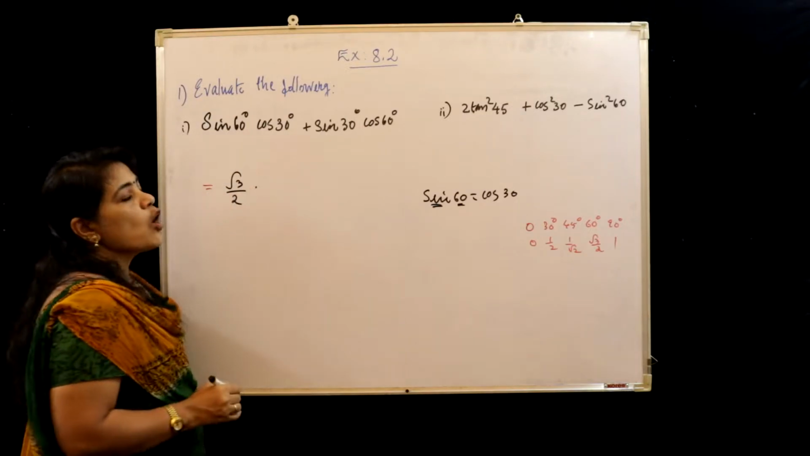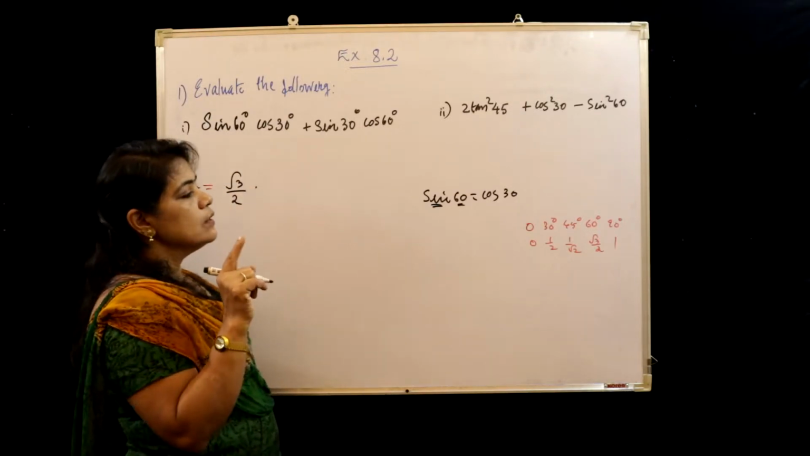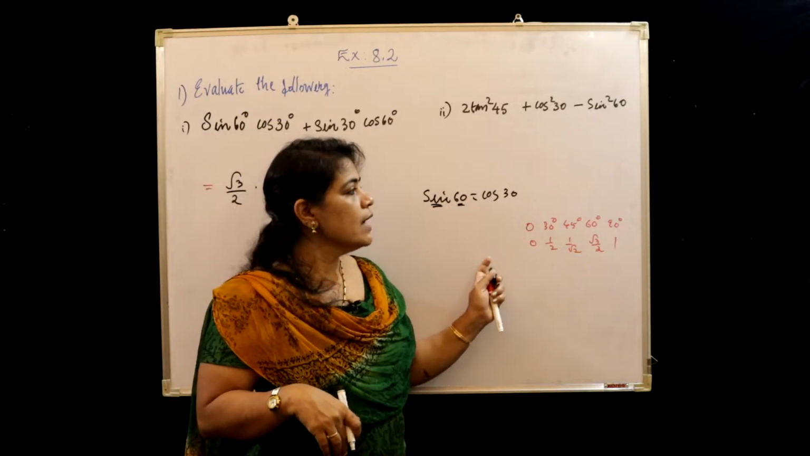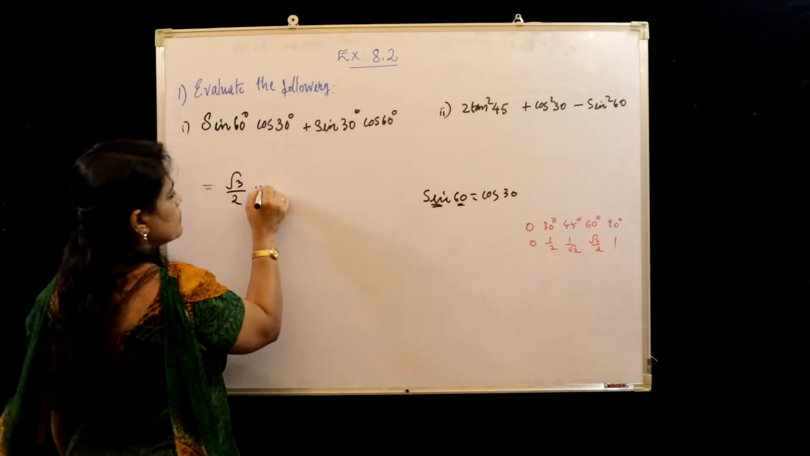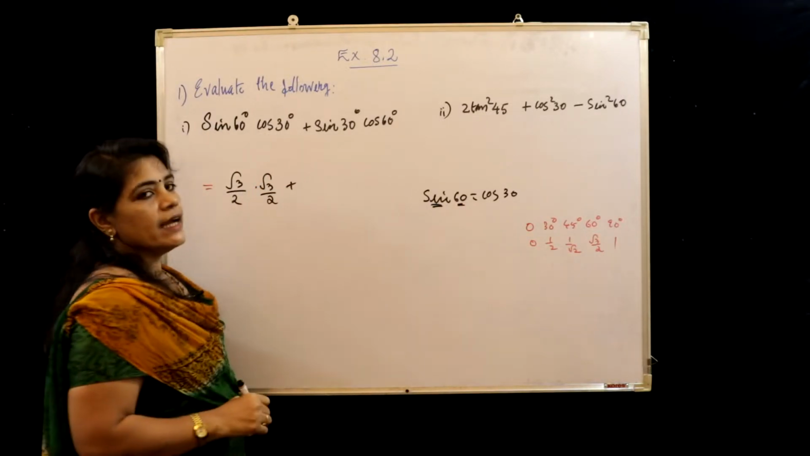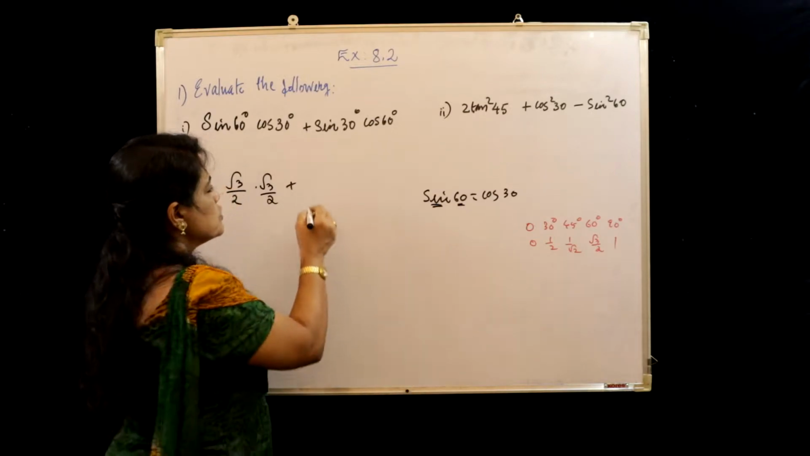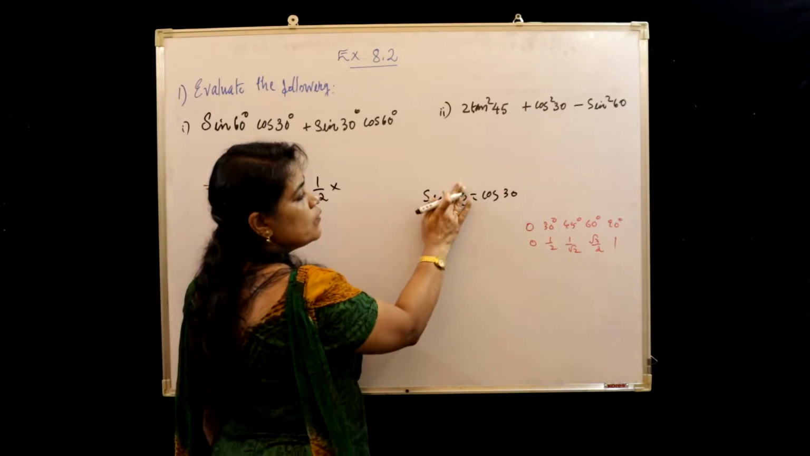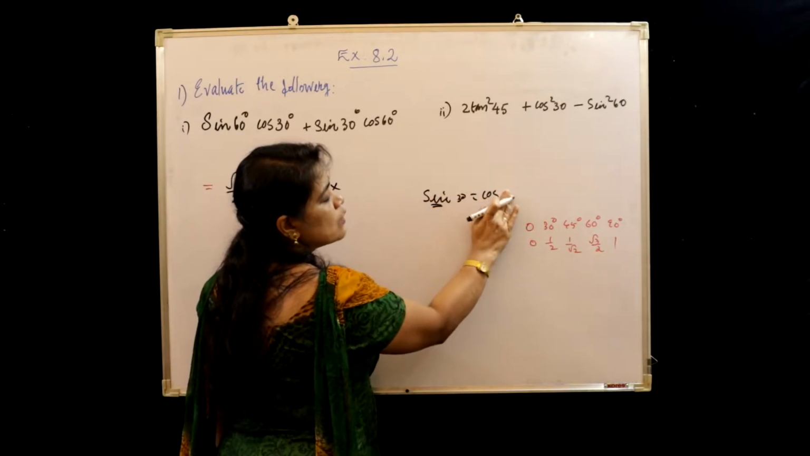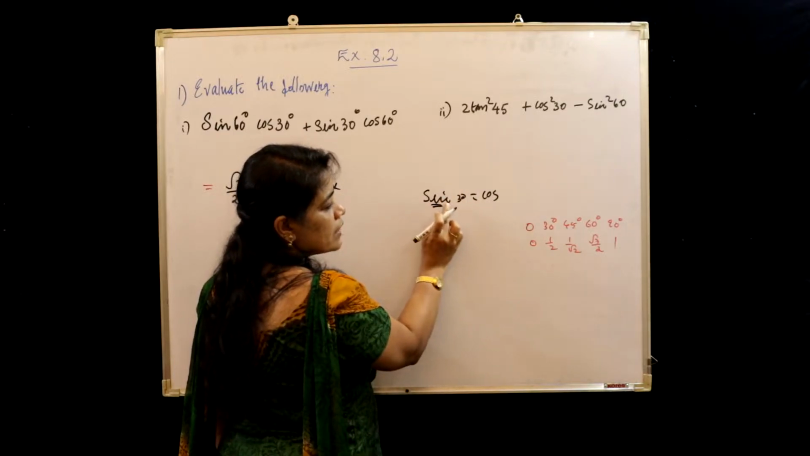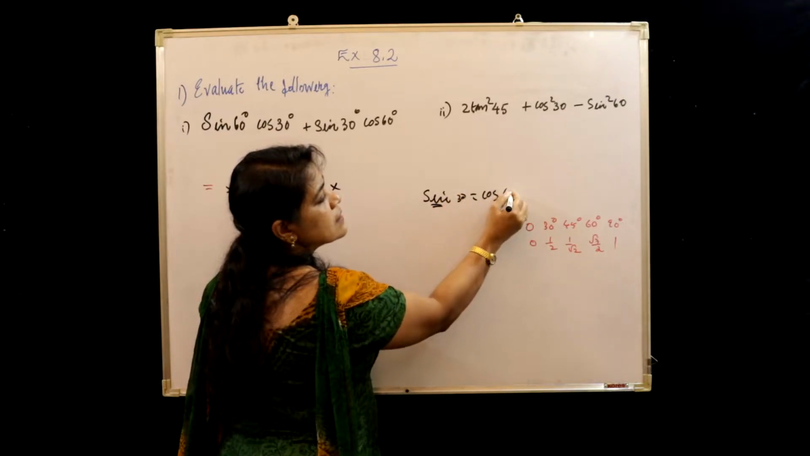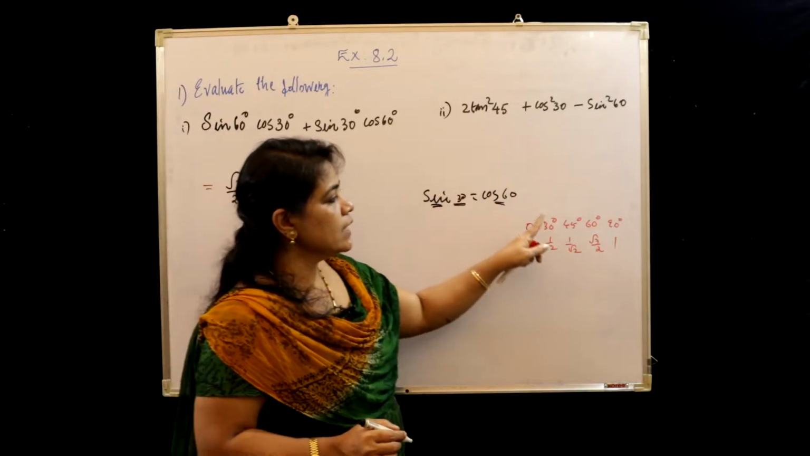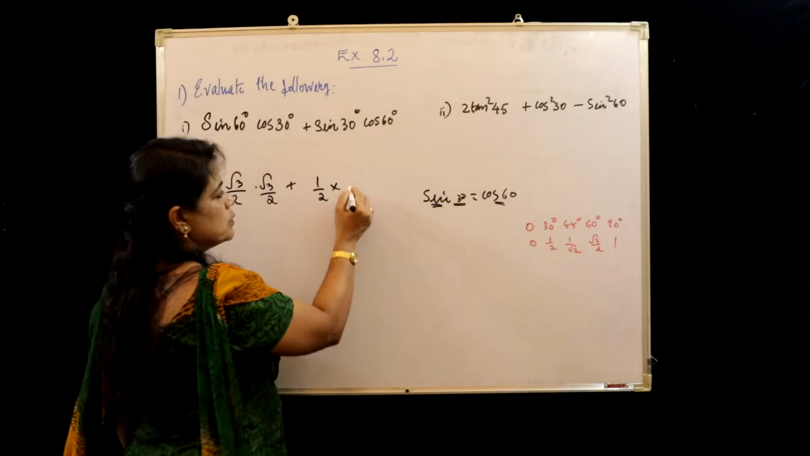So into cos 30, what is cos 30? See children, cos 30 equals sine 60, as we have seen by applying the complementary relation, and that equals root 3 by 2. Plus, what is sine 30? That is 1 by 2, into cos 60. If we have sine 30, the complementary ratio of sine is cos, and the angle is 60, so sine 30 equals cos 60. So cos 60 equals sine 30, that is 1 by 2.